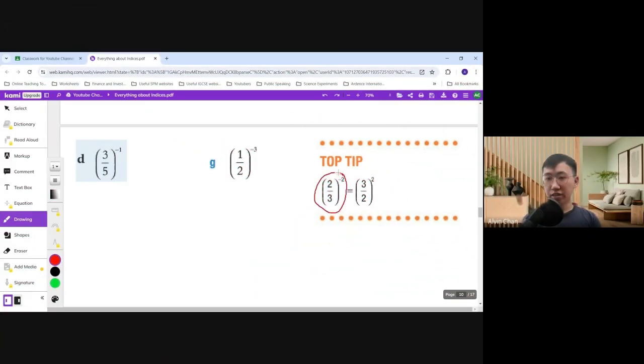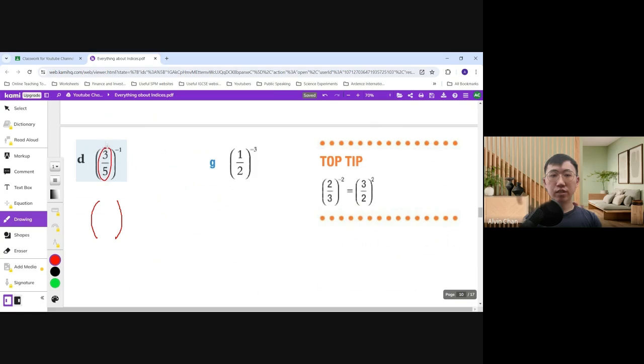Teach you right here. See, 2 over 3 to the power negative 2 is exactly converted to flip the fraction, and now the powers become positive. So now let's try to learn this right here. You have a fraction to the power of negative 1. So how to play with the fraction now?